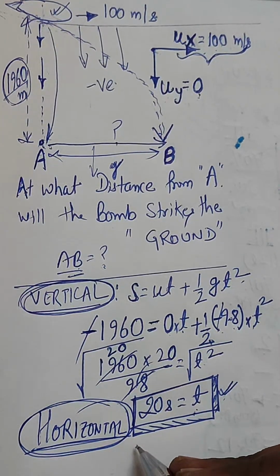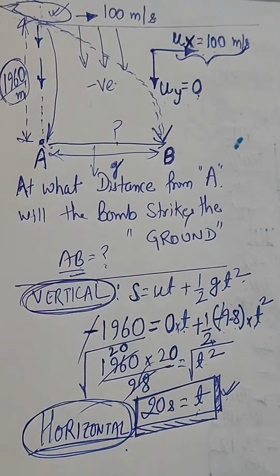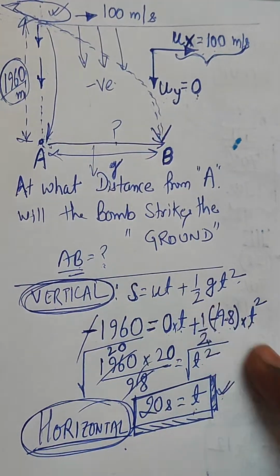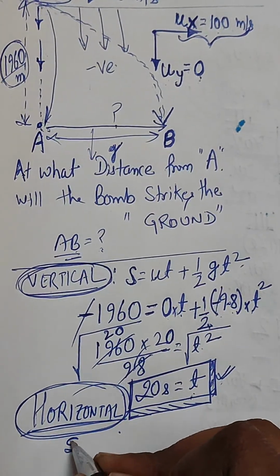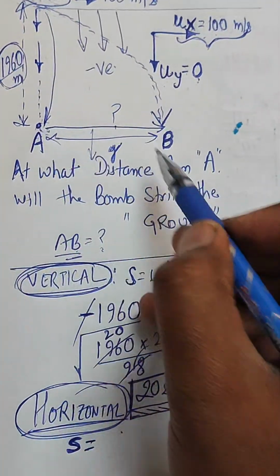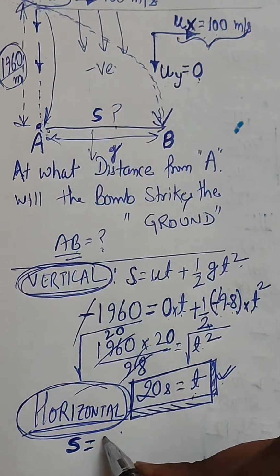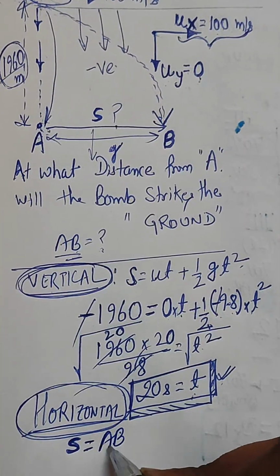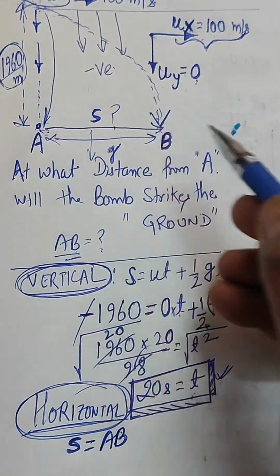s equal to ut plus half at square. If you apply the same formula, s equal to ut plus half at square, as you applied over here, right? When you apply the same, then you will get the displacement, that is, A to B. This is your s. Now s will be equal to the length of AB, because this is the distance from point A where the bomb strikes.